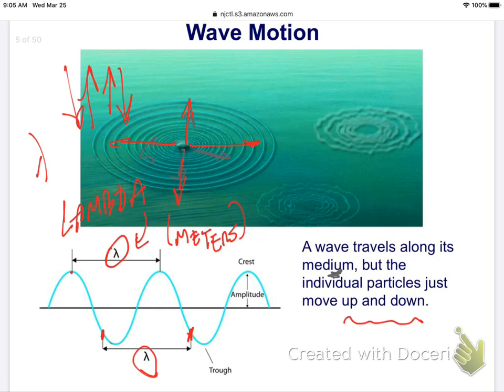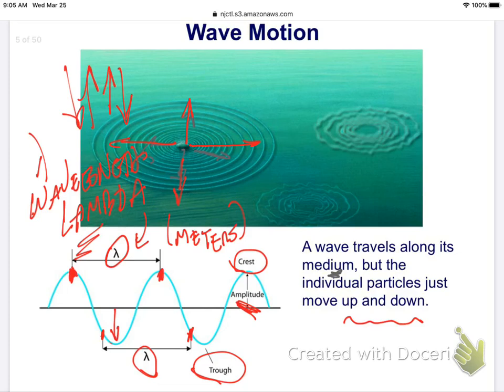So the high point of the wave is termed a crest, which is the maximum displacement, otherwise known as amplitude. The low point of the wave is known as a trough. So from one point on a wave to the same point on the next, that's the wavelength. I should write that, wavelength. And that's measured in meters, and the symbol is lambda.